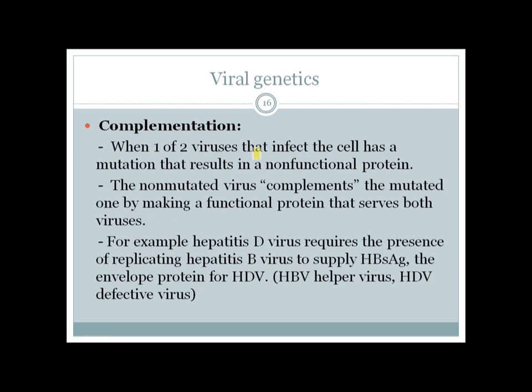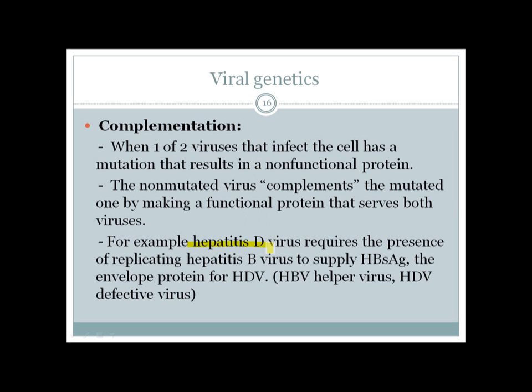And there is another form of viral genetics, which is complementation, and this is a very fun concept that you may already know. Suppose two viruses infect a cell, but one virus is defective, it doesn't have something it needs to replicate, and the other virus, which is able to replicate, gives the particles needed for replication of the defective virus, and now the defective virus can also replicate like the normal virus. So the most common example is hepatitis D virus, which is a defective virus.